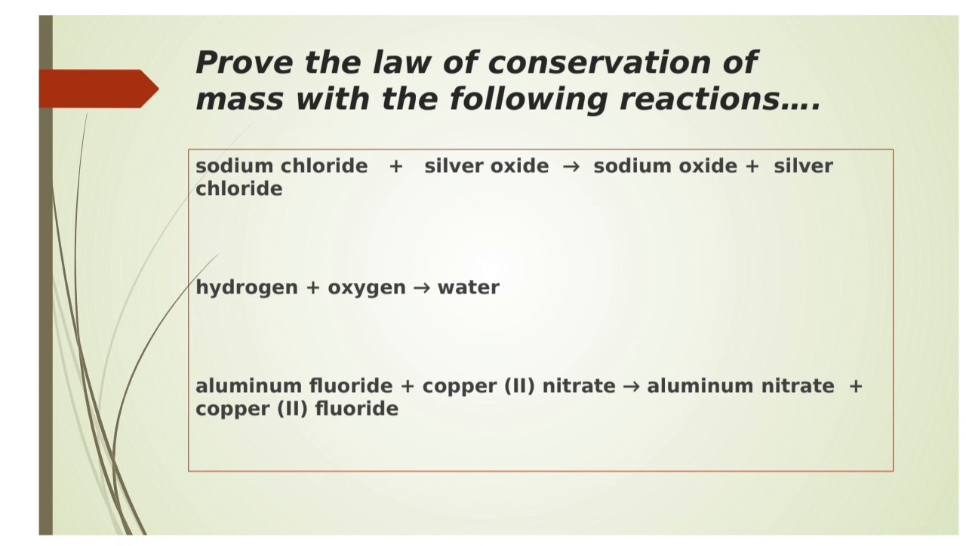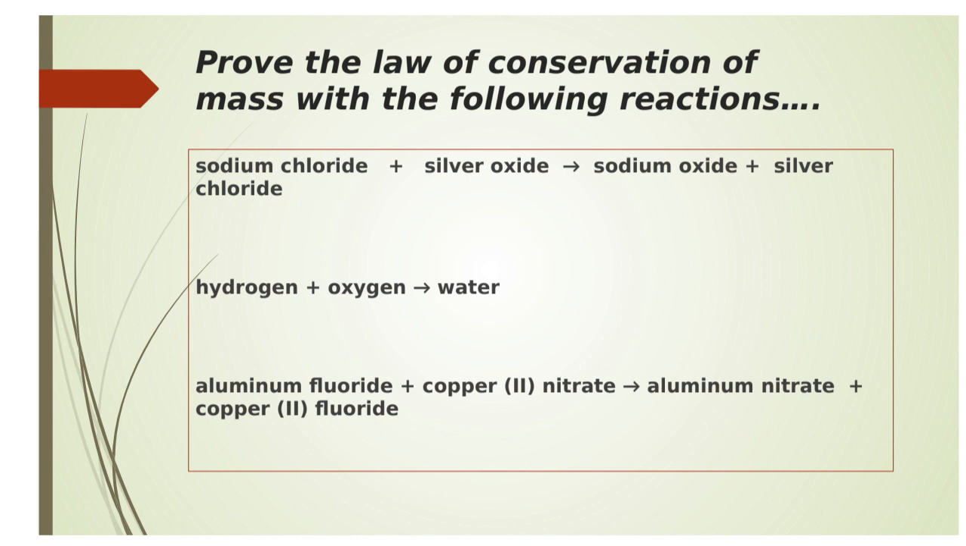So it says here to prove the law of conservation of mass with the following reactions. And what that means is, we're not going to carry out these reactions ourselves, but we can show theoretically that these reactions will be balanced in mass from reactant to product side. So here's some practice with nomenclature.